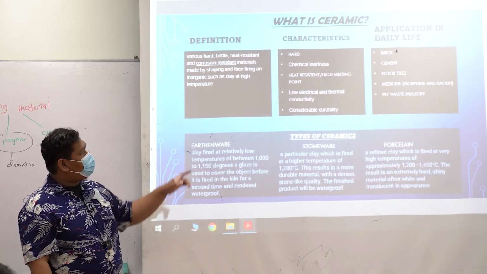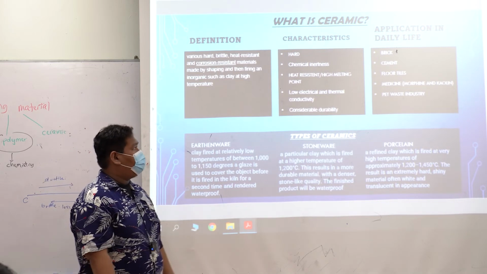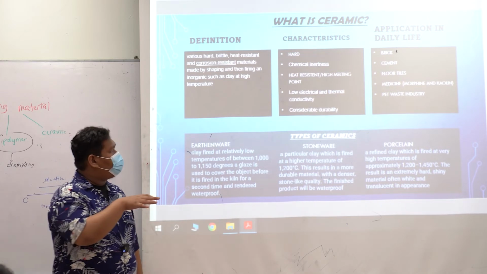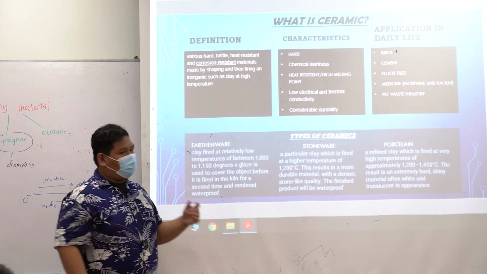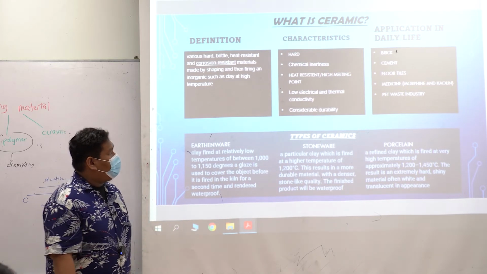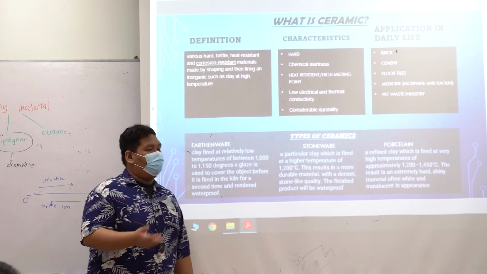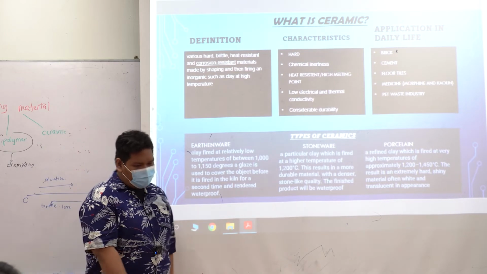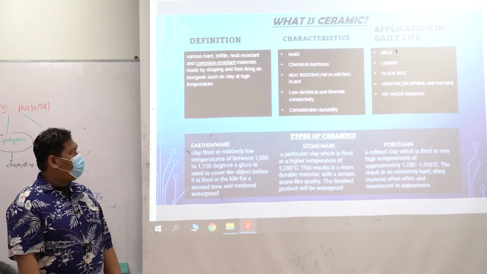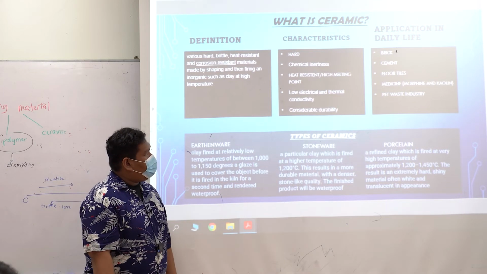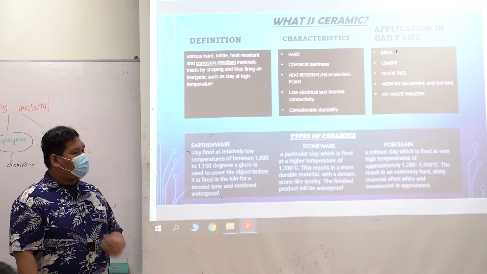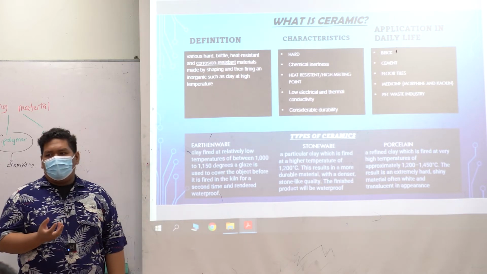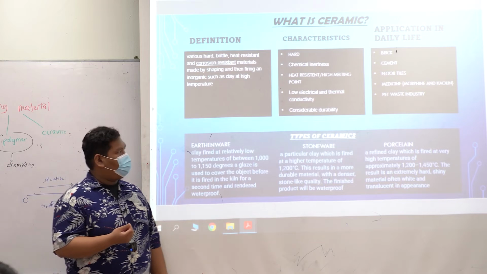For examples of the application of ceramic in our daily life, first of all is brick. The brick that we use to build houses and buildings is an example of ceramic. The next one is cement, also used in building. And floor tiles, which are made of ceramics. The next one is medicine, used for morphine and kaolin, which is used for stomach ache. Right.